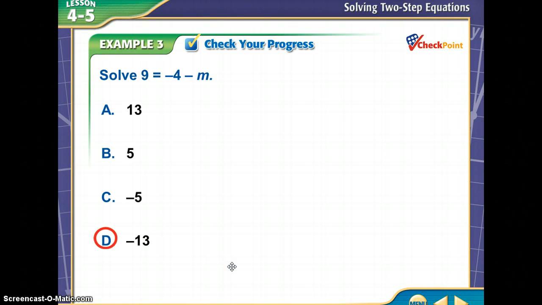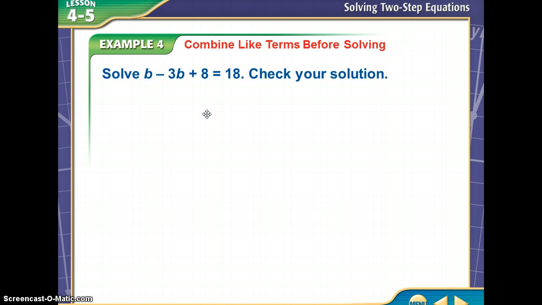All right, you should have chosen answer D. First thing you need to do is isolate this negative 1m. Remember, the phantom 1 is here. So I'm going to do the inverse operation of this. This was a minus 4, or a negative 4. The opposite of that is adding 4. It would have had 13 equals negative 1m, divided both sides by negative 1 gives you negative 13.